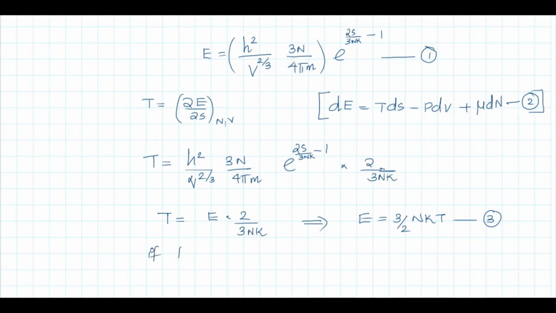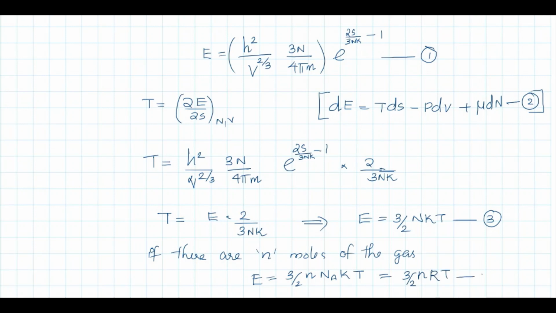If there are n moles of the gas, I can write E is equal to 3 by 2 n N_A k T, because total number of molecules becomes n into Avogadro number. Each mole of gas consists of Avogadro number of molecules. So capital N becomes n into N_A, and I can write it as 3 by 2 n R T. Okay, this is equation 3a.